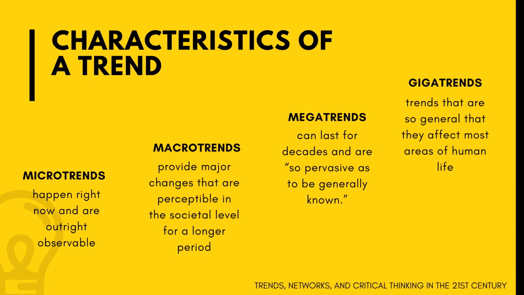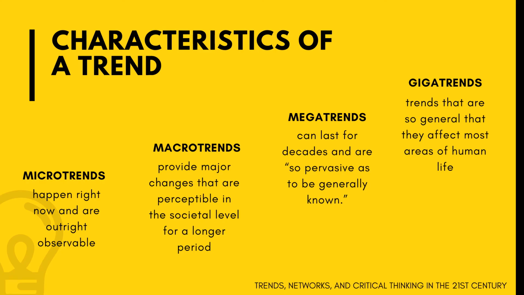Next, mega trends. It can last for decades and are so pervasive as to be generally known. It means na sobrang bilis kumalat. So, megatrends are actually macro trends that have grown up and moved out. So, they are big, bold, and affect the lives of the human race. So, they have become the prevailing condition that has become too normal.